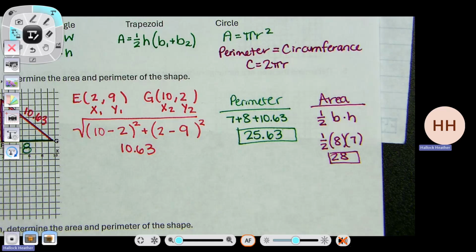So for each one that we do, we're going to find both. Normally they just ask for a perimeter or area, so just read the problem. So it's not that bad. As long as you have decimals up, it's pretty easy. Let's do the next one.